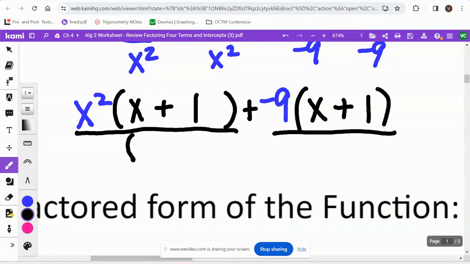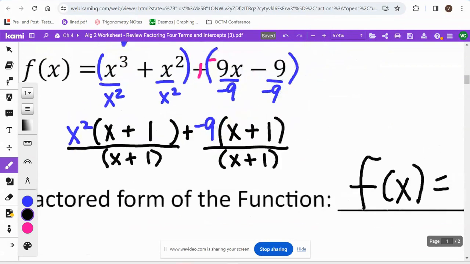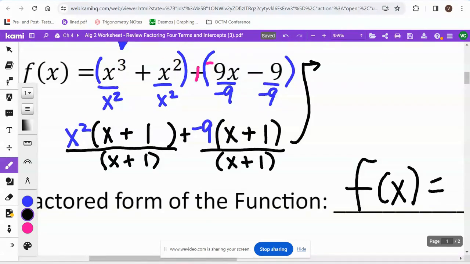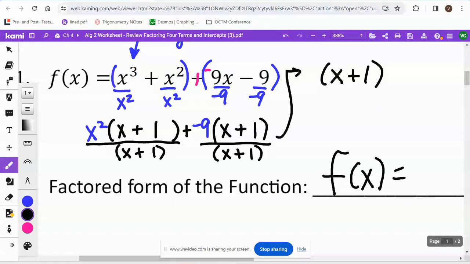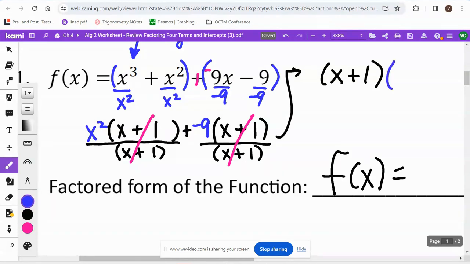If they are the same, we are going to factor out that parenthesis. So we're dividing it and we're putting it in front. X plus 1, we are putting it in front. We're dividing it out. That's going to get rid of these x plus 1s. So what is left over when I pull out the x plus 1s? X squared. And then I have plus negative 9, which I will simplify and write minus 9.